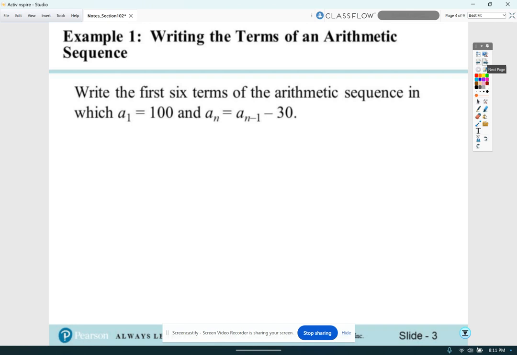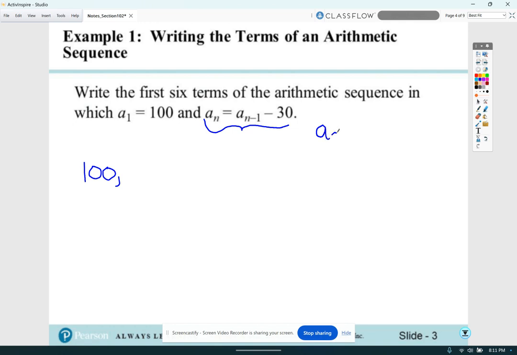All right, so for our first example, we're going to write the terms of an arithmetic sequence. We're going to write the first 6 terms of an arithmetic sequence, where a sub 1 is 100. That means our first term is 100. And then what we have here is a recursive formula that's telling me to get to a term in the sequence, I take the previous term and subtract 30.